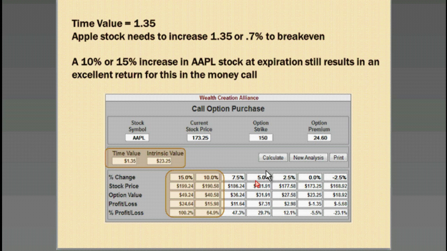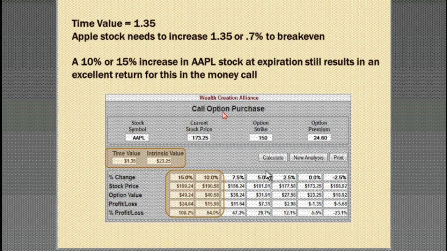If the stock is up 5%, you're going to have a 29% return as opposed to a 100% loss for the out-of-the-money option. So this is just showing you the difference between trading out-of-the-money strikes and in-the-money strikes. And with this in-the-money option, Apple stock only has to increase 1.35 points or 0.7% to break even.